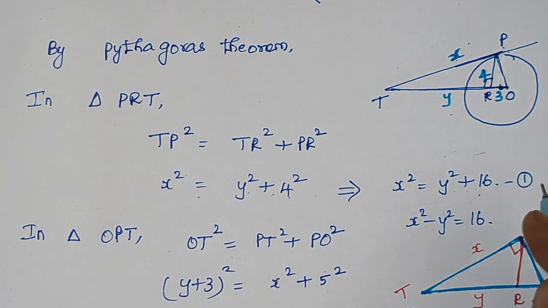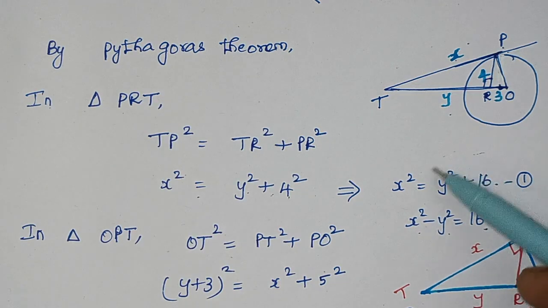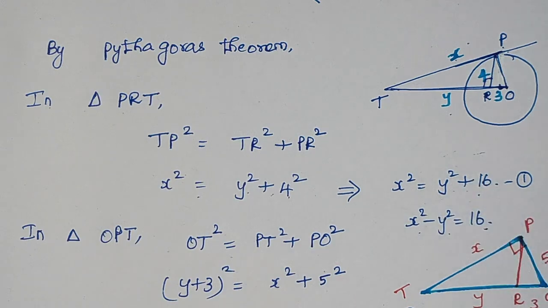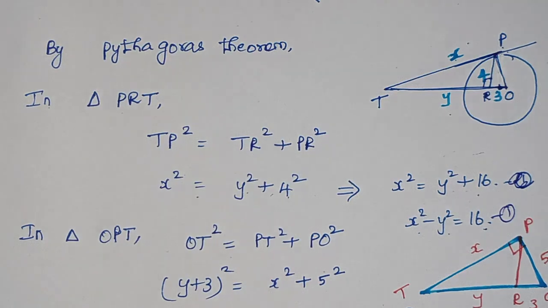So just for our convenience, I am reframing this expression as X square minus Y square equal to 16. Right, I am moving this Y square to the left hand part. So let this be equation number 1. Let this be your equation number 1 here.